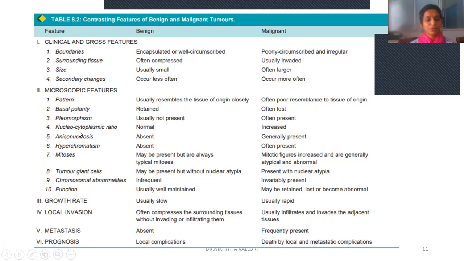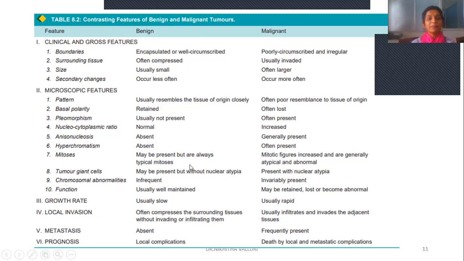That means the size of the nucleus is proportional to the cytoplasm. But in malignant, the nucleus is much larger and darker, so this ratio is increased. Anisonucleosis is absent in benign, present here. Hyperchromatism is not there in benign, here hyperchromatism is there. Mitosis may be present, but typical mitosis; here there are no such things. Tumor giant cells may be present in benign; here tumor giant cells can be completely seen. Chromosomal abnormalities are equal here, present. Functions are usually well maintained in benign; here they are retained, lost or become abnormal.